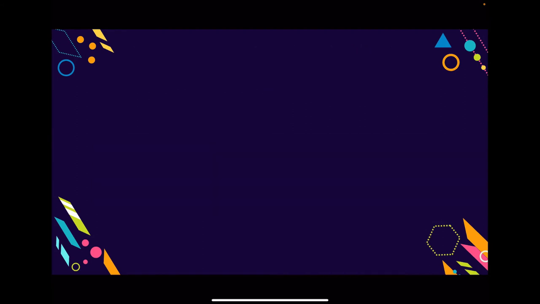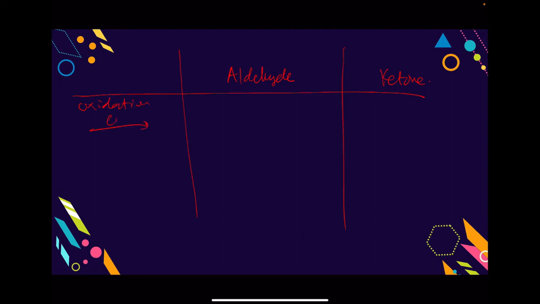For the summary, the aldehyde and ketone can be distinguished by using a few methods. The first one is oxidation with CrO3, where the aldehyde will give a positive result and the ketone will give no reaction. The second one is the Tollens test, which gives the silver mirror.